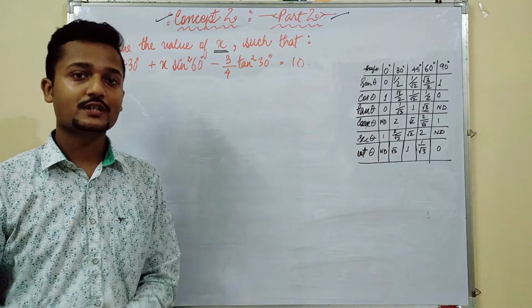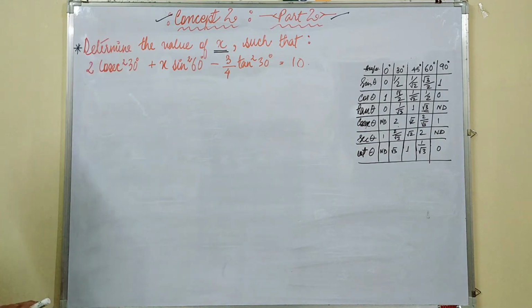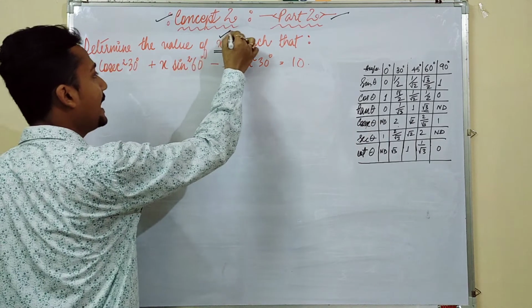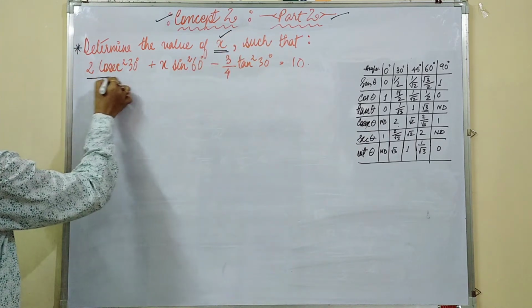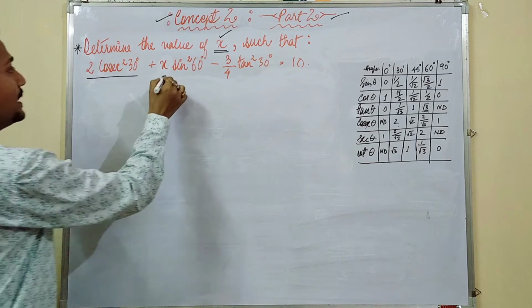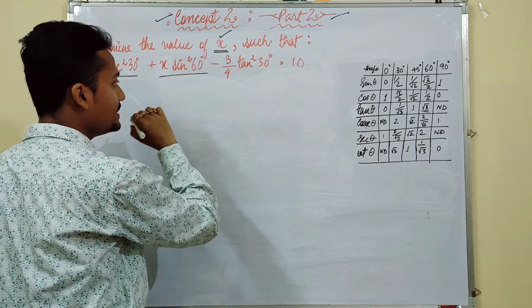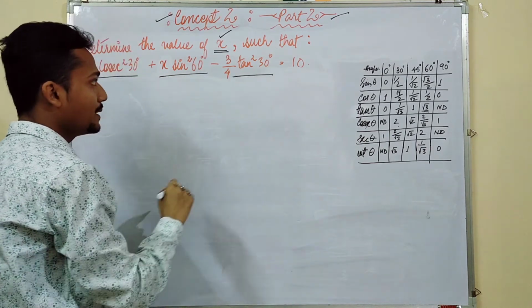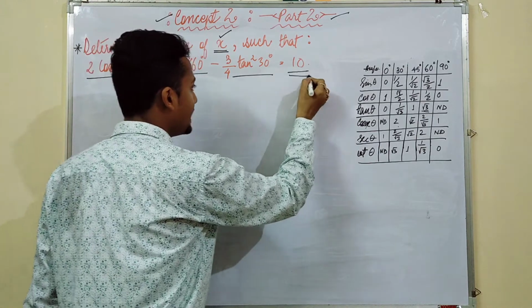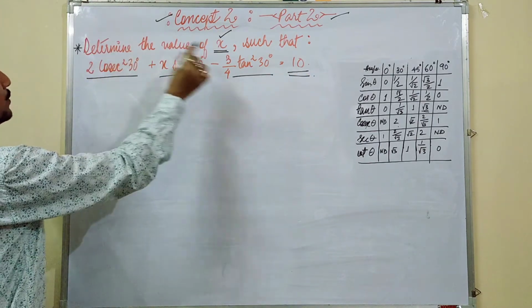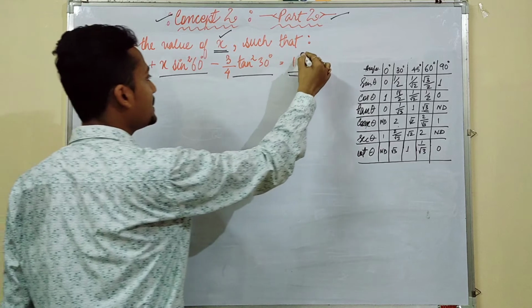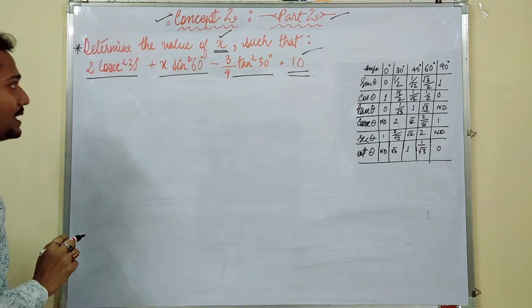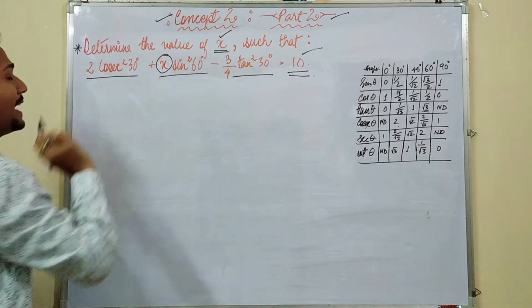So the next question that we have is: determine the value of x such that 2 cosec square 30 degree plus x sin square 60 degree minus 3 by 4 tan square 30 degree is equal to 10. That means this time the value of the left hand side is given as 10 on the right hand side, and you have to find out the value of x.